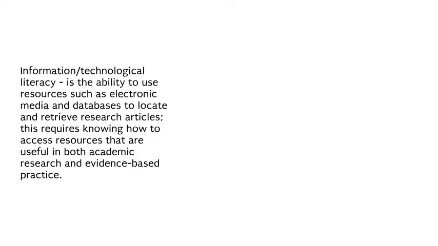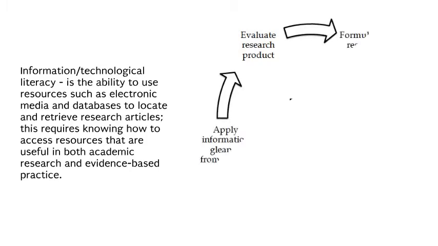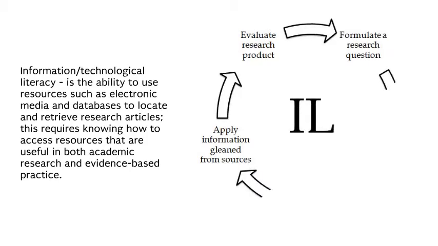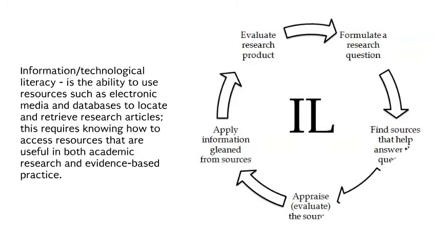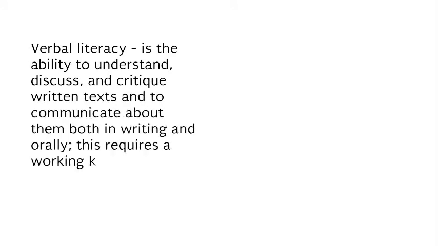Based on this diagram, the information literacy cycle starts with having a research question in mind. Then you find sources that will help you answer the question. Next, you appraise or evaluate the quality of the sources that you have found. You will then remove the poor quality resources and retain the high quality resources. Then you apply the information you have gleaned from the resources. The final step is evaluating the research product that you have produced.